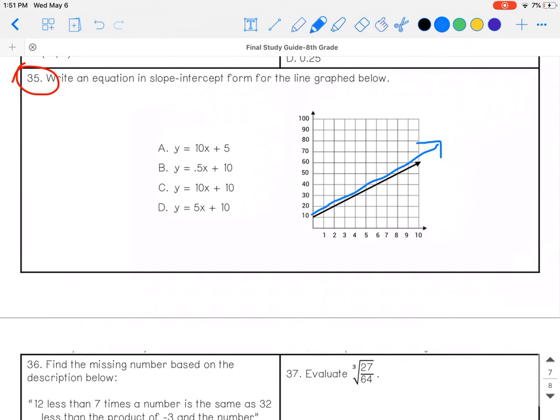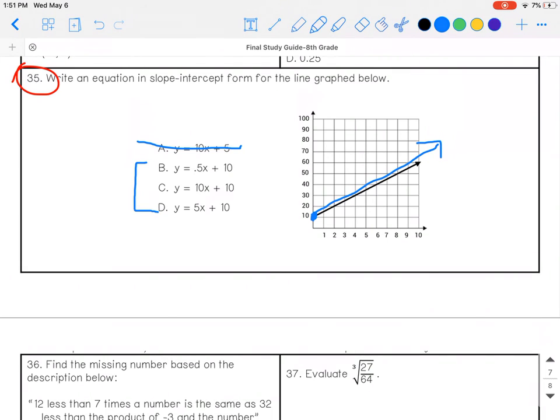Another thing to notice, do we have a y-intercept? Yes. We are starting when x is 0, y is at 10. So we know it's either going to be B, C, or D. It's not going to be A. We can cross that off. Okay. Now, let's see if we can figure out the slope.